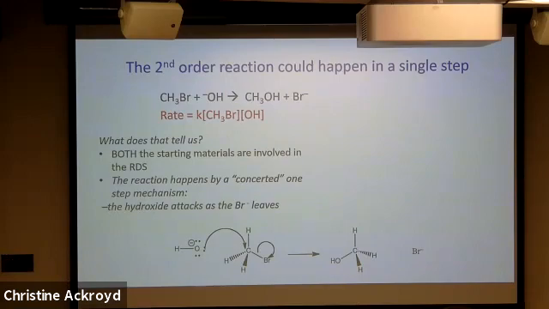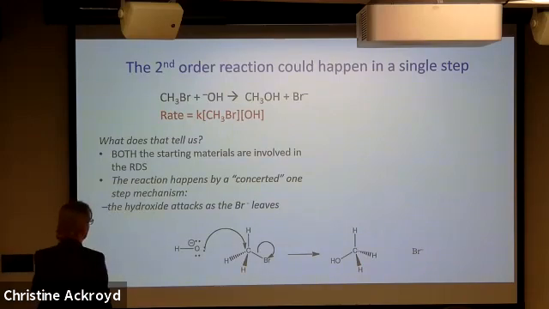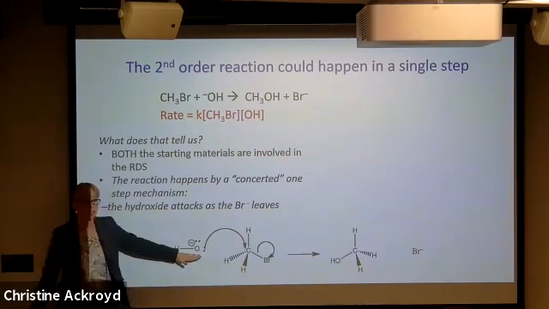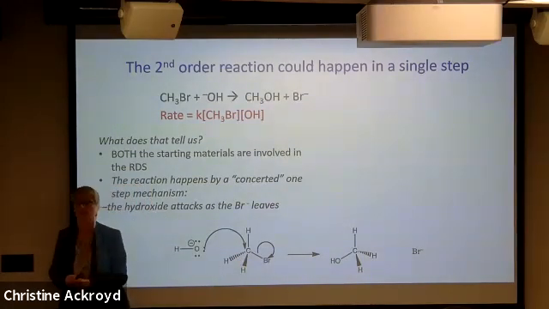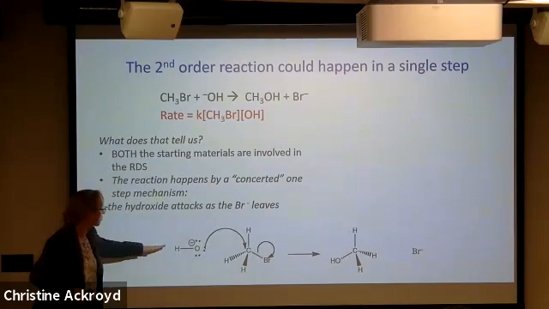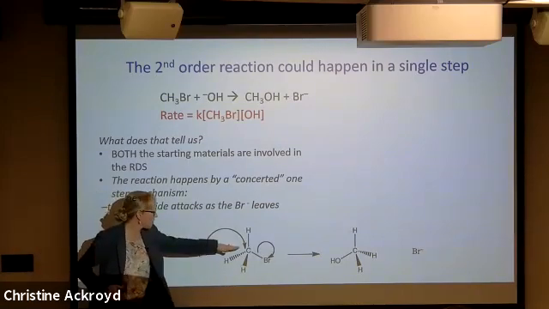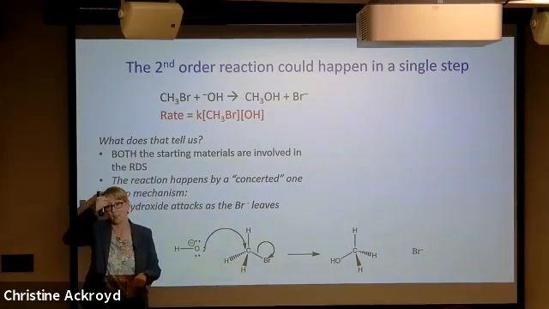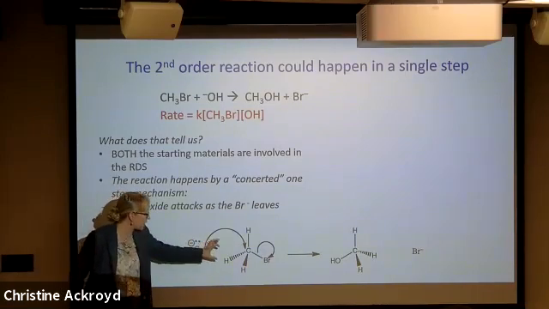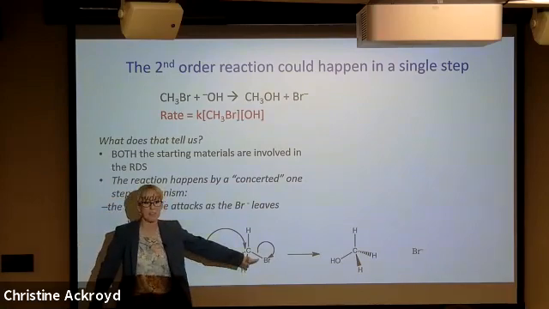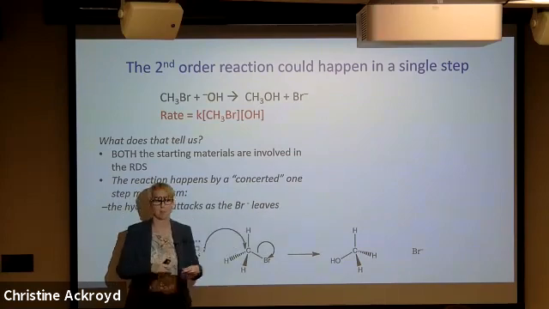How about this one? Suppose the hydroxide comes in and starts to form a bond with carbon. How many bonds can carbon make? 4. So if you start to form a bond to this carbon, what has to happen? You have to make another bond break. So what happens is the hydroxide comes in, and as it comes in, it pushes out the bromide. Happens all in one step.